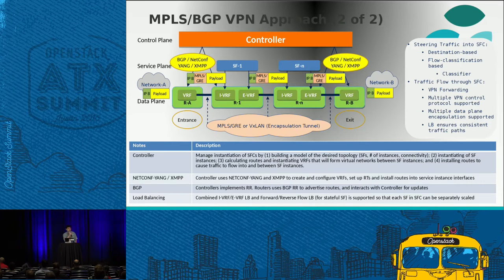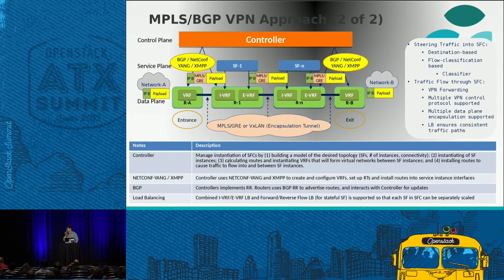For example, it could be MPLS over GRE typically, or VXLAN, and it will also advertise the MPLS labels, which identify the interface that is connected to the service functions. So in this case, when the packets arrive at the ingress, it just decapsulates the packets, and based on MPLS labels, it will switch to the service functions. So it improves the performance and makes it work in a faster way.